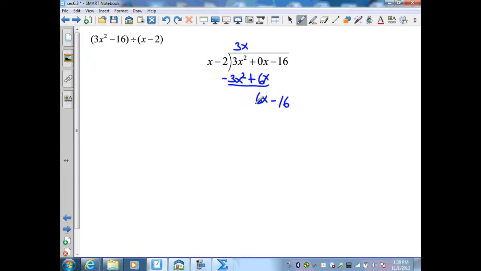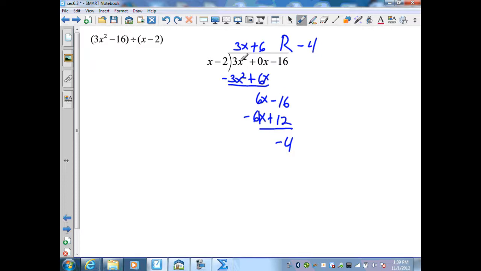Again, x times what gives me 6x? That would be plus 6. 6 times x is 6x. And 6 times a negative 2 when I distribute is negative 12. Change the signs. 6x minus 6x, that cancels. Negative 16 and 12, that's negative, so that's a negative 4. Therefore, I have 3x plus 6 with a remainder of a negative 4.